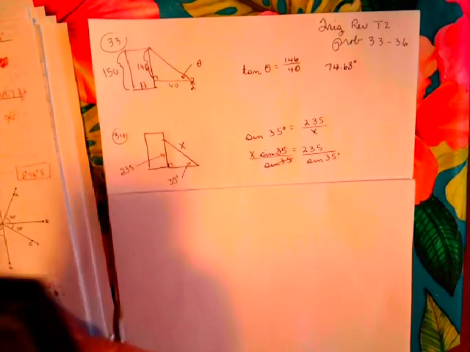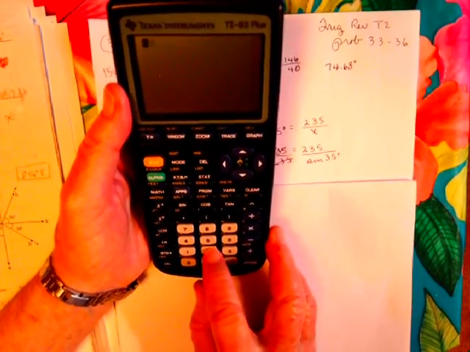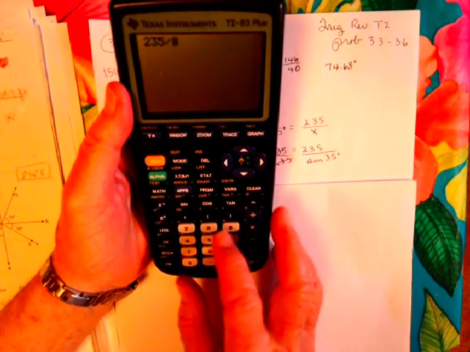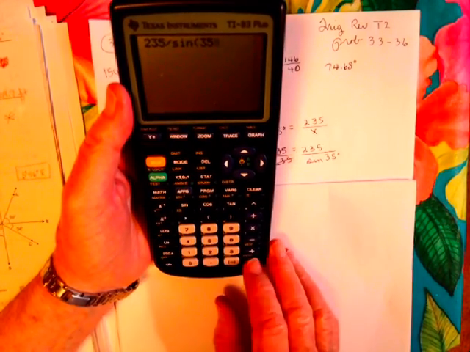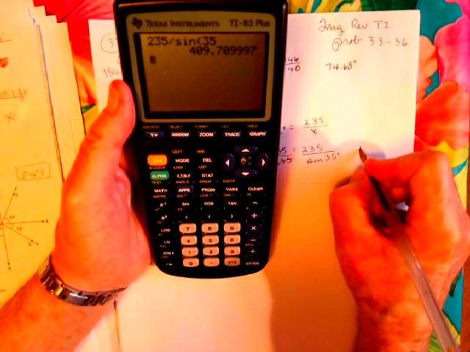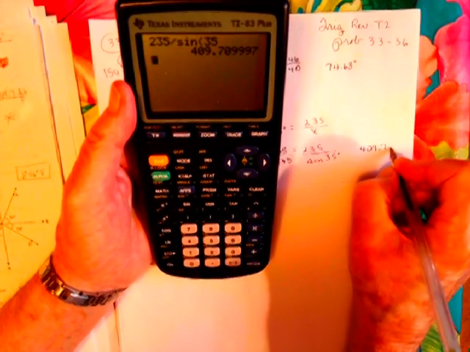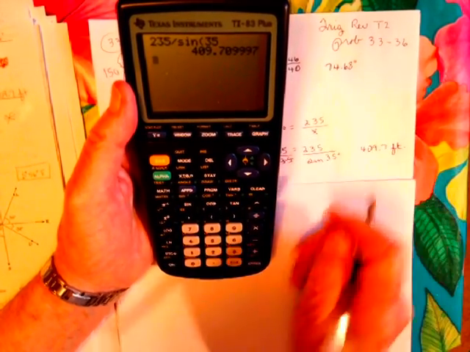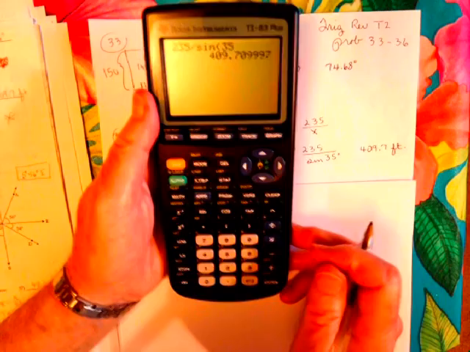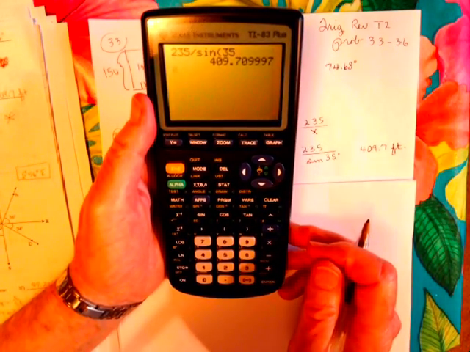Ready to put this in your calculator. 235 divided by sine of 35 equals 409.7 feet. Should come out with 409.7 feet.